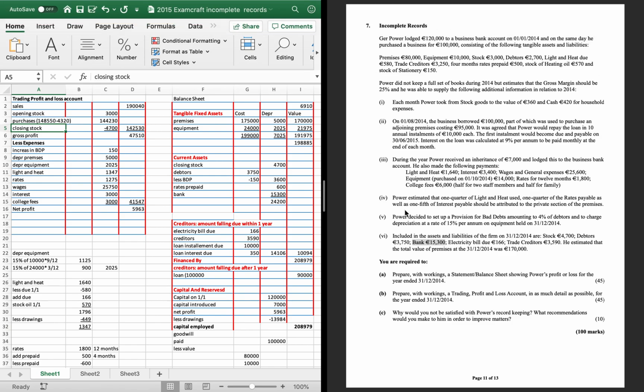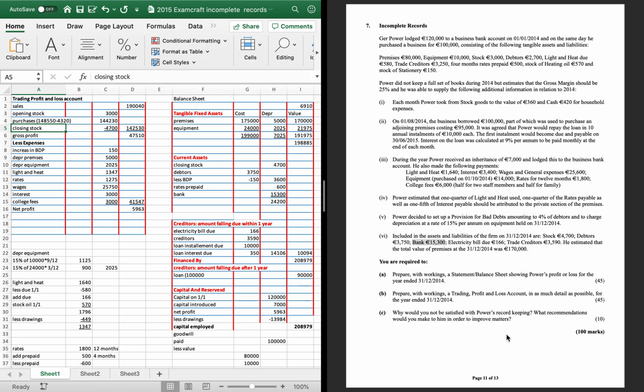Oh, sorry, we might as well do the part C's while we're here, the theory. It's all sort of the same. Why would you not be satisfied with Power's record keeping? Well, he doesn't keep books of first entry, so he doesn't have cash books. He's relying on an estimate to calculate his profit. So with these incomplete records, you can always use that as a problem. We've no evidence that he's kept a proper bank or cash book, bank accounts, and he hasn't used the double entry bookkeeping system.